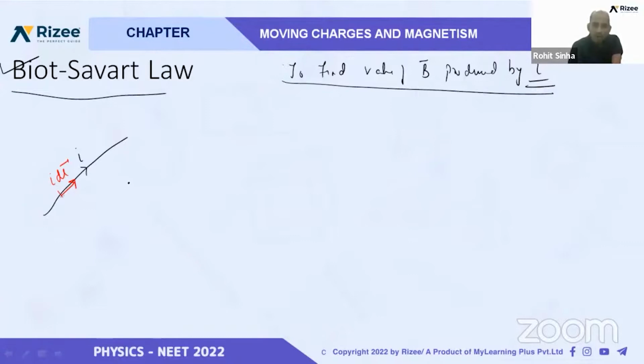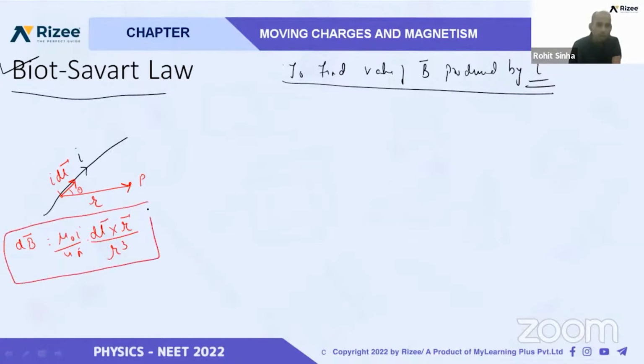Now we have to find the magnetic field at this point P. What we will do? We will draw a vector joining this point P from this wire. Suppose its angle is theta and this distance is r. Biot Savart Law states that the magnetic field at point P will be equal to mu naught I by 4 pi, IDL cross r vector by r cube. This is the value of Biot Savart Law.